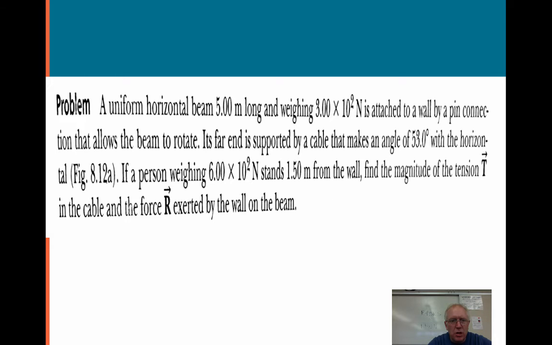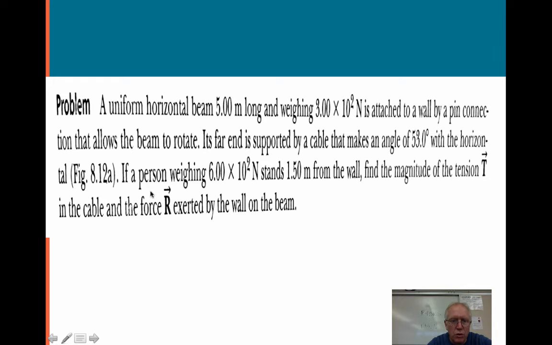All right, let's take a look at another one here. Here's a horizontal beam, uniform. That means the center of mass will be right at the 2.5 mark. It weighs 300 newtons. It's attached to a wall by a pin connection that allows the beam to rotate. Its far end is supported by a cable that makes an angle of 53 degrees with the horizontal.